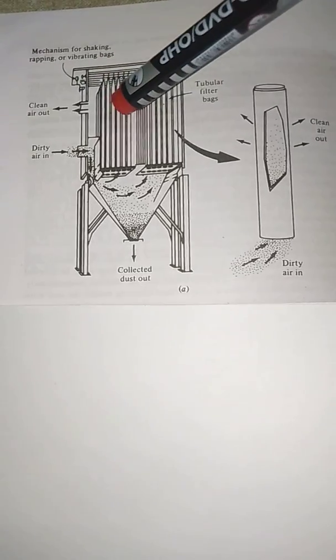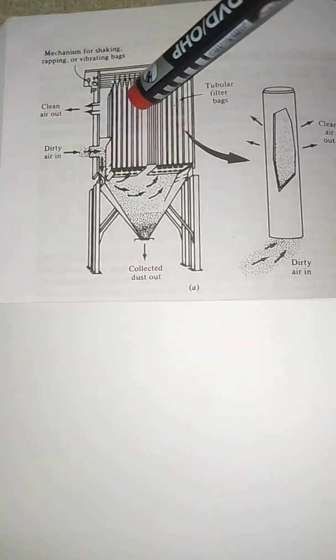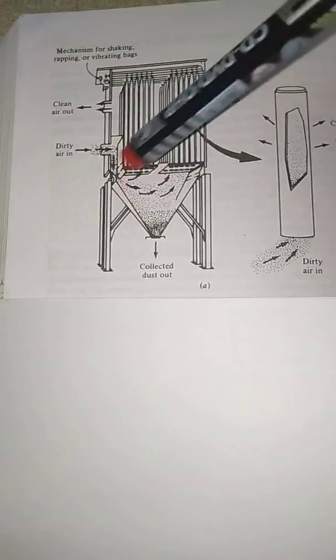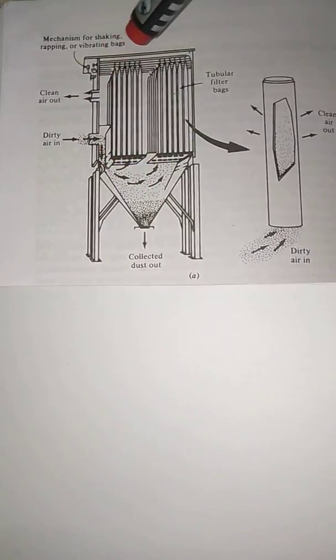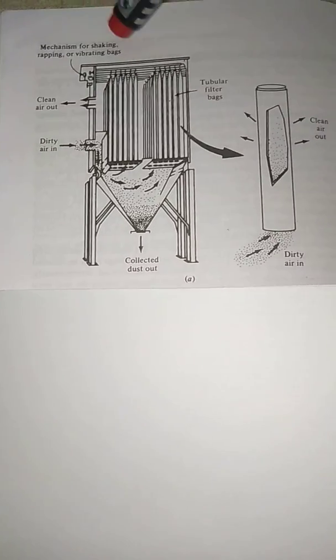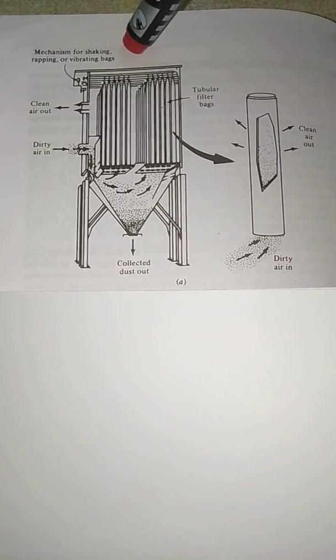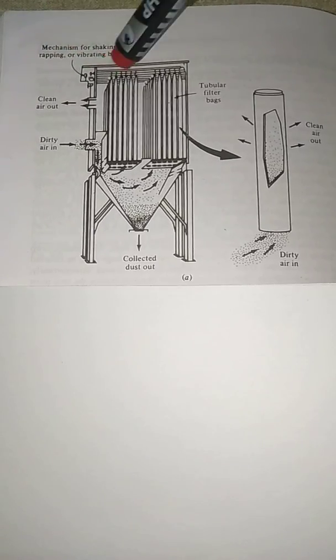The suspended particles which are getting arrested in these fabrics will be collected downside, and here they will be collected from these hoppers. So this is done with the help of rapping and shaking. Now, what is reverse airflow?